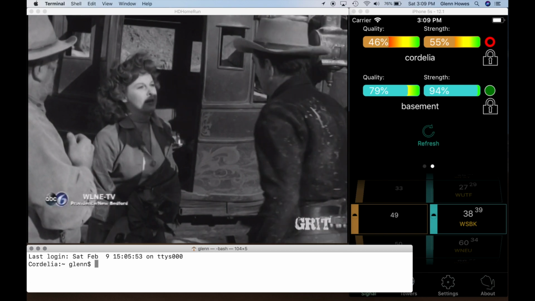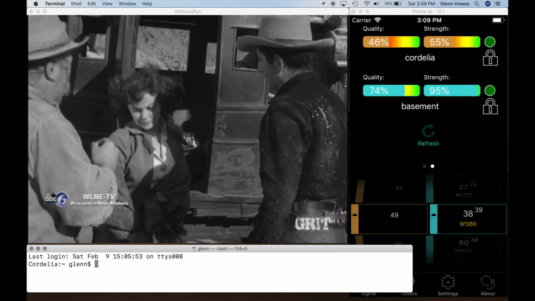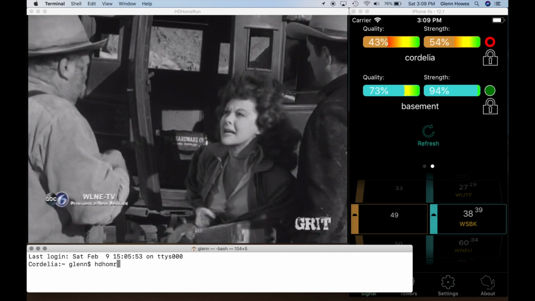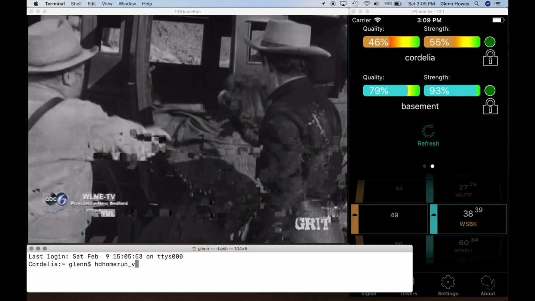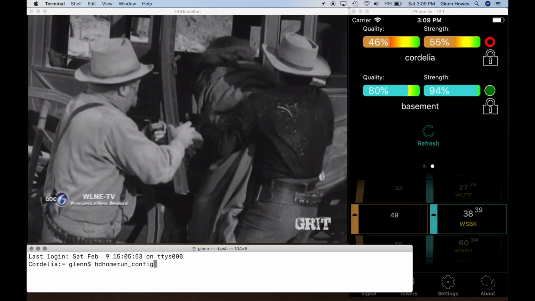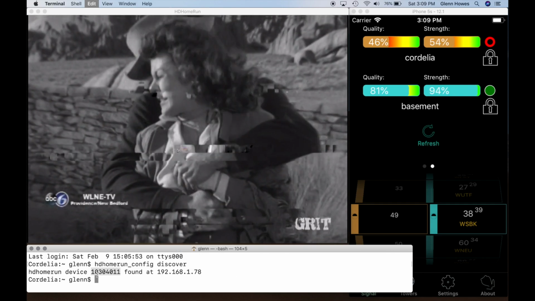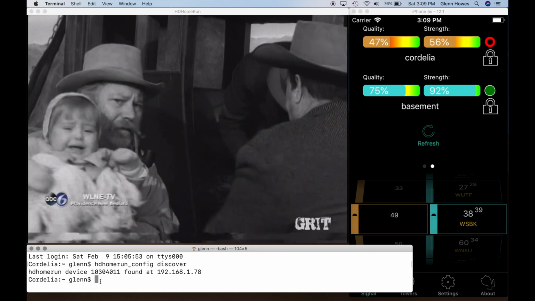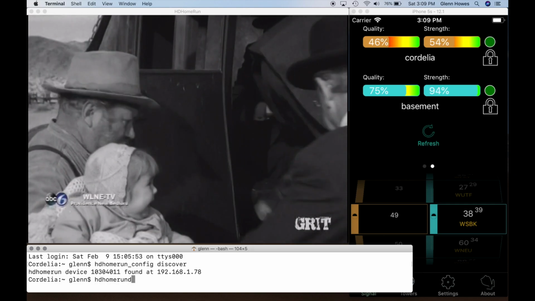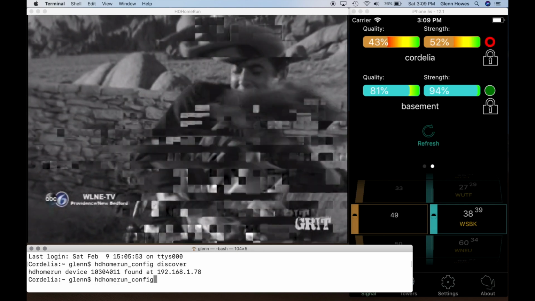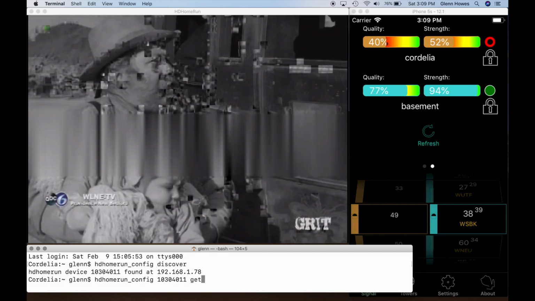Well, here I have set up on my Mac a video streaming in through the HDHomerun app. I have the terminal up, and I have the Signal GH app running in the iOS simulator. Now, in the terminal app, I'm typing a command to extract information the tuner provides: metrics related to the picture quality at this moment.